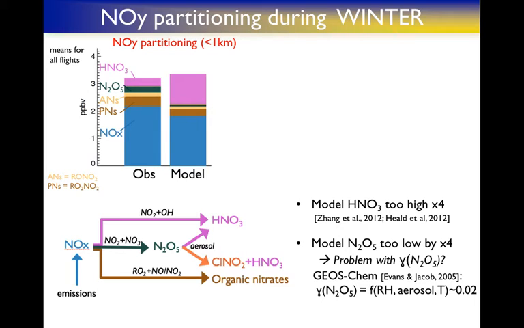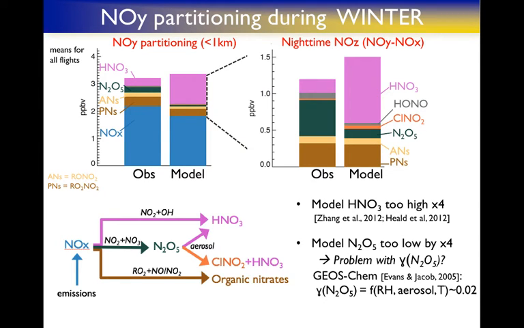One big problem that we see compared to GEOS-Chem is that GEOS-Chem overestimates nitric acid by about a factor of 4. Now, this is not a new problem. It's been around for a long time. Lin Zhang and Colette have shown that during winter, nitric acid is too high. With the winter observations, we can focus a bit more on what's happening.